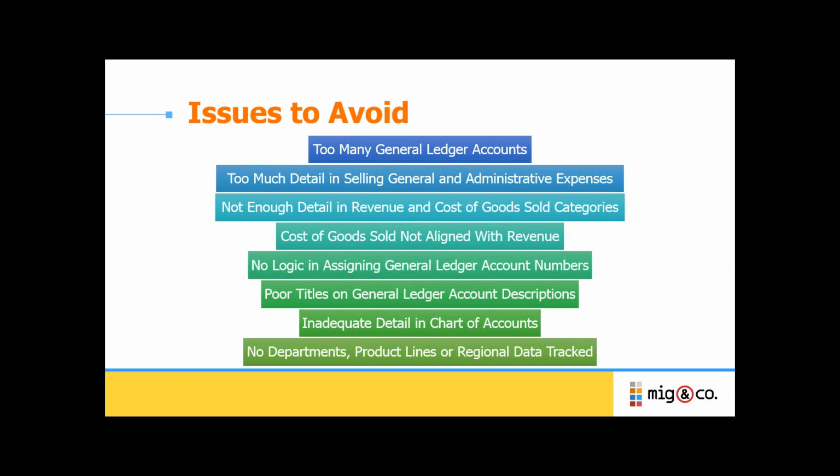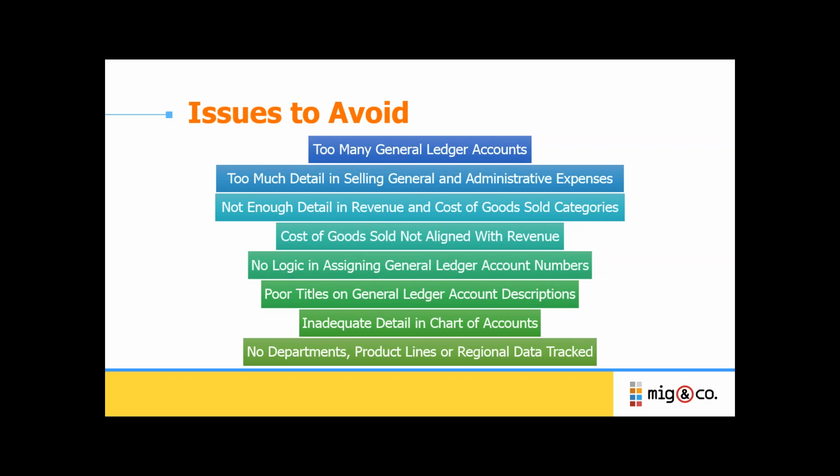Too much detail in the selling and general administrative expense. You don't want to get too granular, but again, you want to keep it informative. Keep it simple, so the entry is quite simple, but also make sure that it is quite informative so we can report on it. Not enough detail in revenue and cost of goods sold. We want to look at our sales by line of business. So do we want to expand our revenue accounts so we can report accordingly? Same thing with the cost of goods sold.